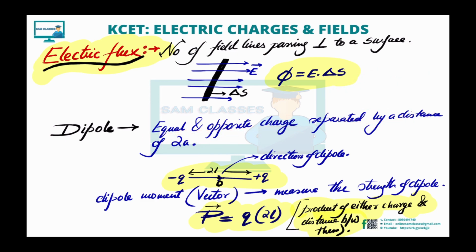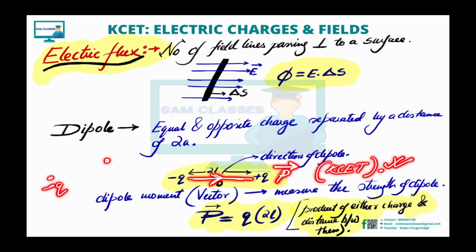Now, what is the direction of the dipole? The dipole is always from the negative charge to the positive charge. So this is the direction of the dipole. Very important, students, especially for the KCET. So always remember, the dipole direction is from the negative going towards the positive.